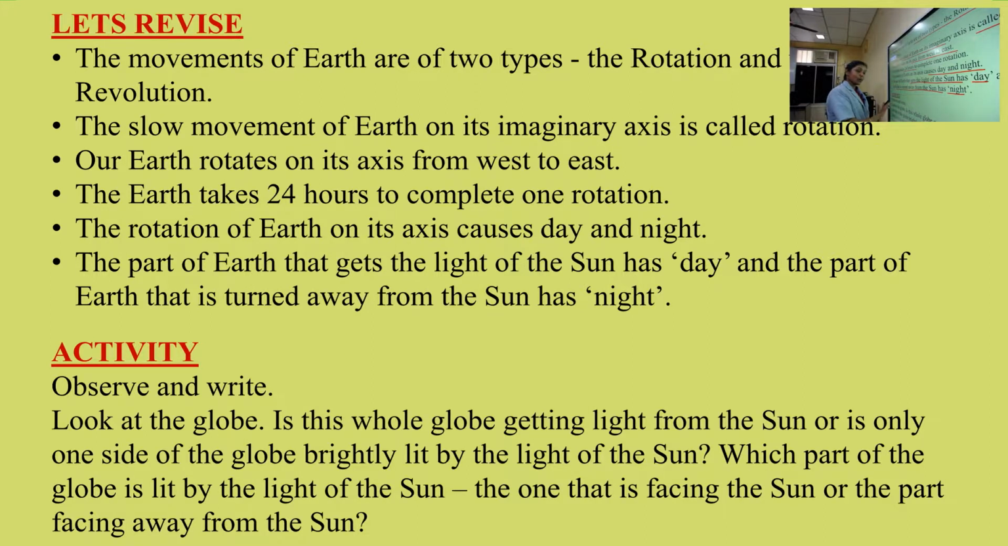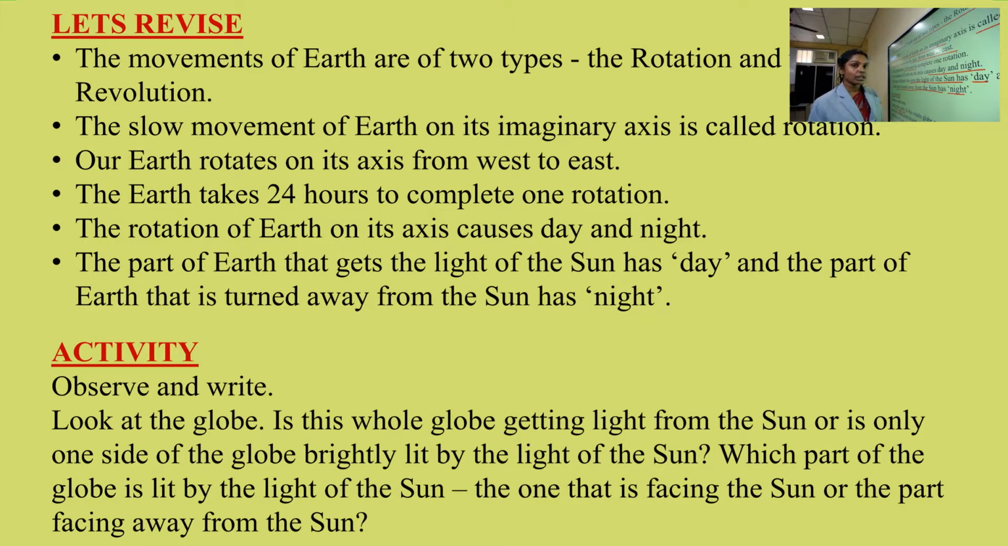So what is the question? Observe and write. Look at the globe. Is this whole globe getting light from the sun, or is only one side of the globe brightly lit by the light of the sun? That is the first part of the question. The second part of the question is, which part of the globe is lit by the light of the sun? The one that is facing the sun, or the part facing away from the sun?